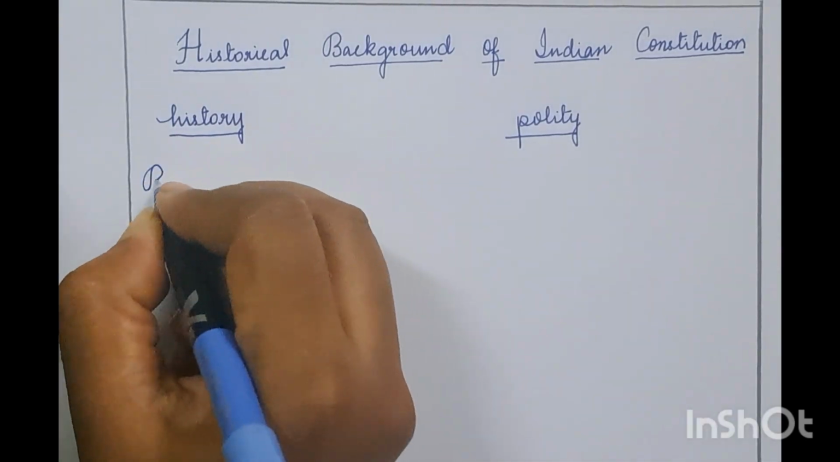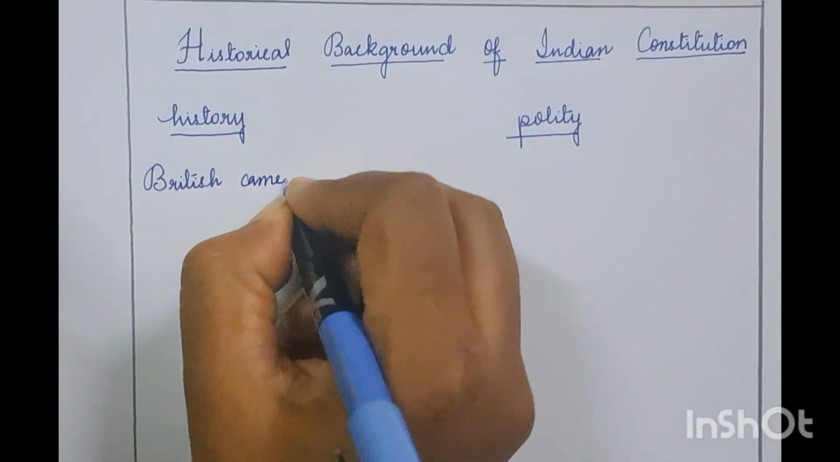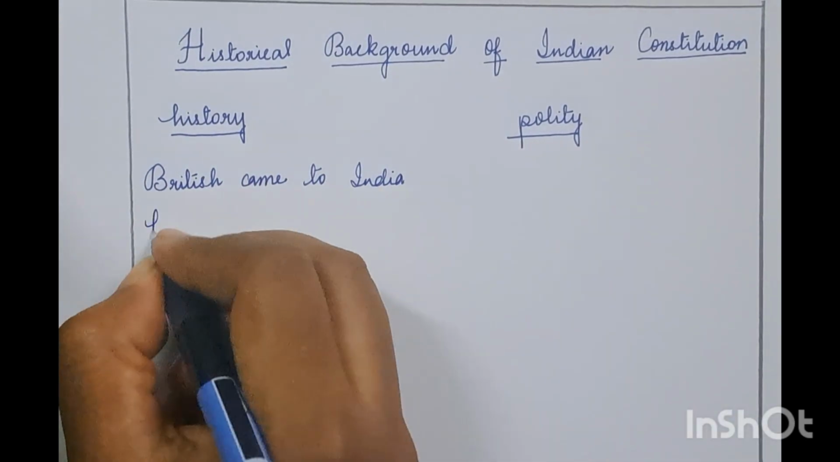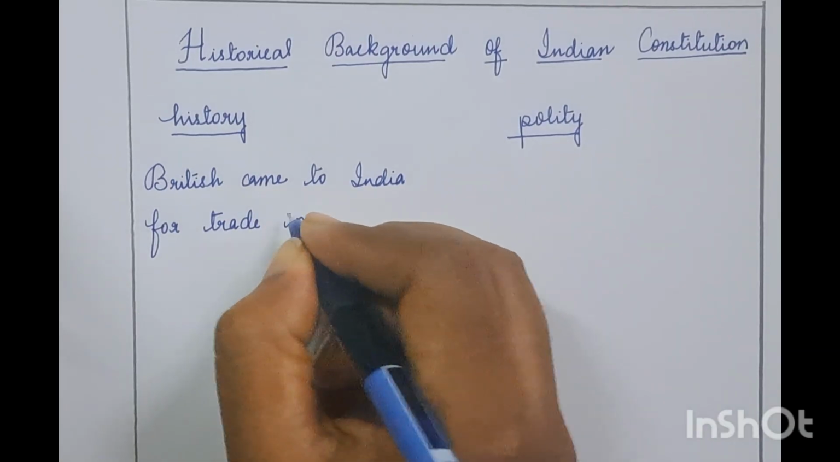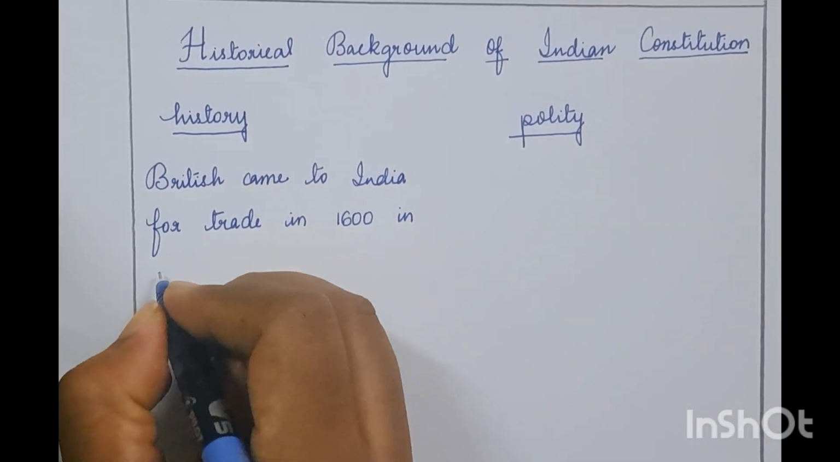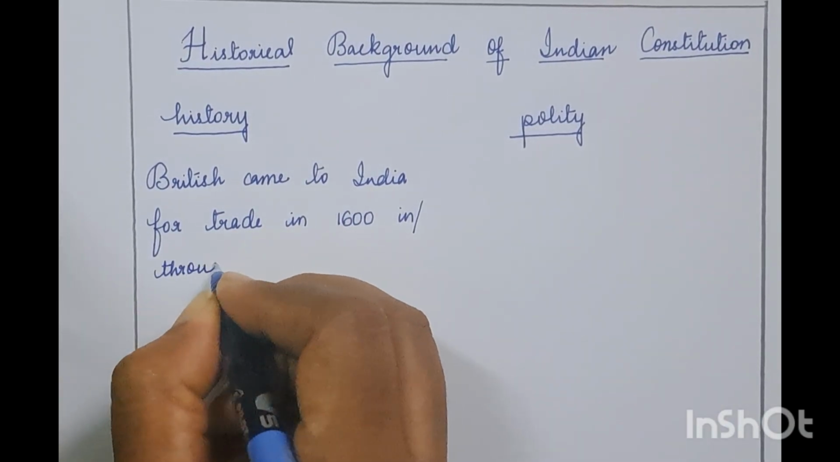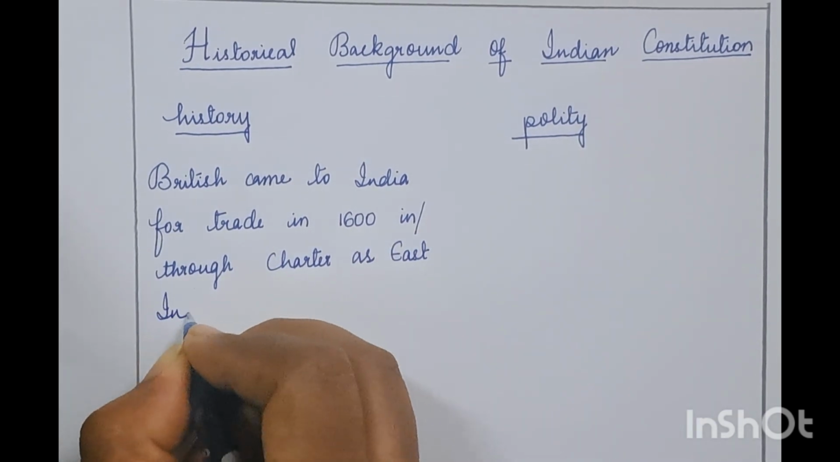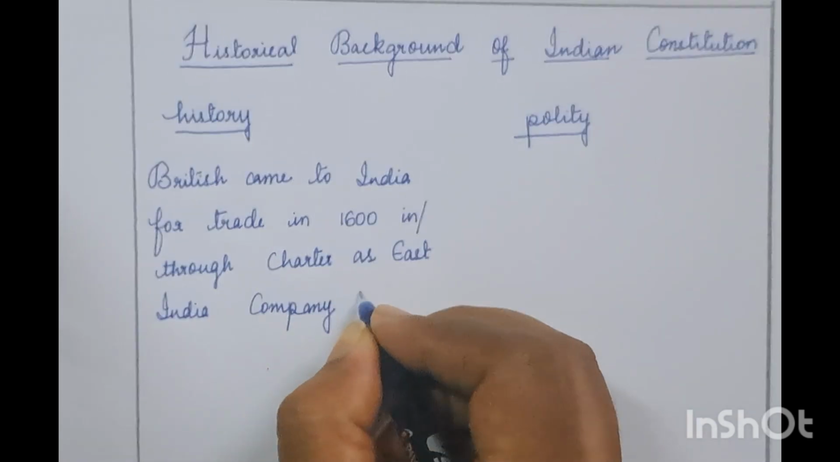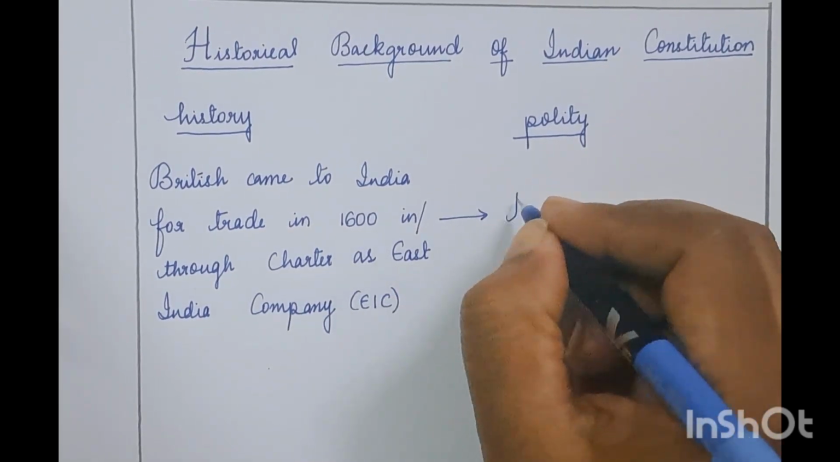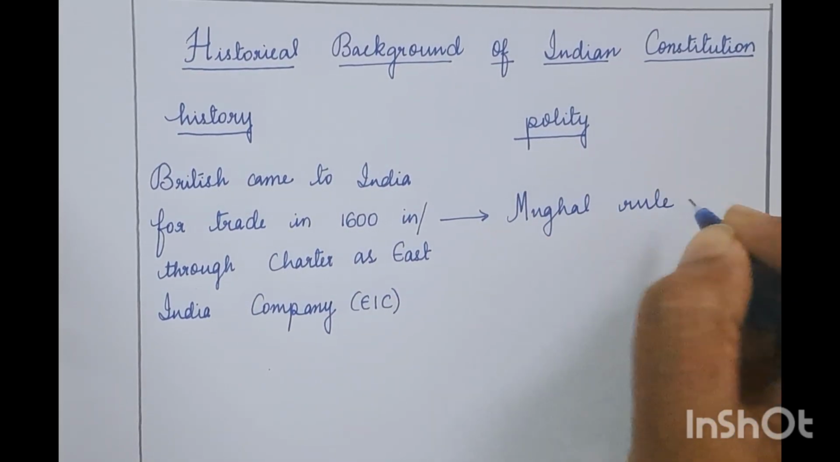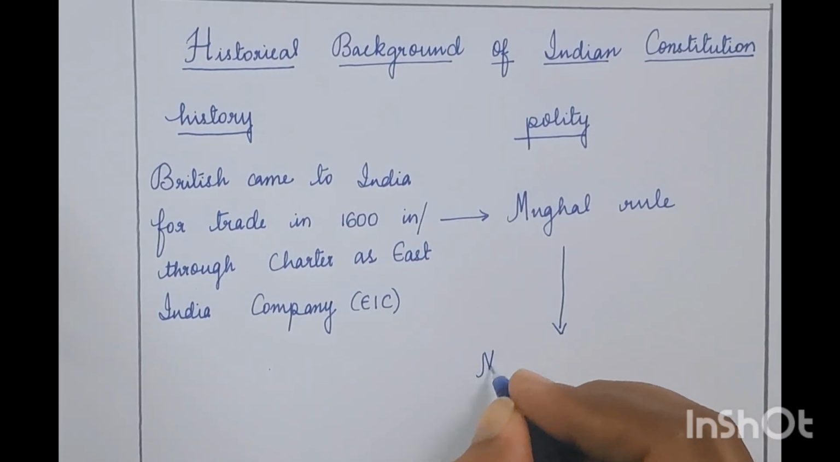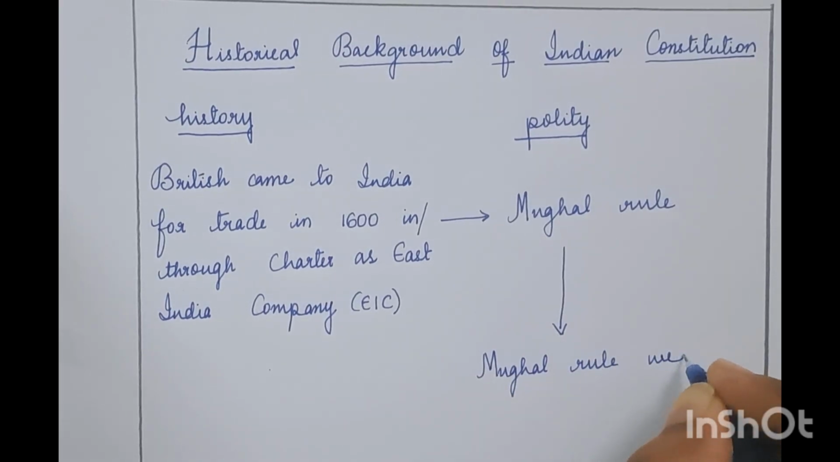around modern India. British came to India for trade in 1600s in the form of East India Company under the charter granted by Queen Elizabeth I, which means East India Company will have the exclusive trade rights in India. India was under Mughal administration when British came for trade, and they got exclusive trading rights and started building factories.